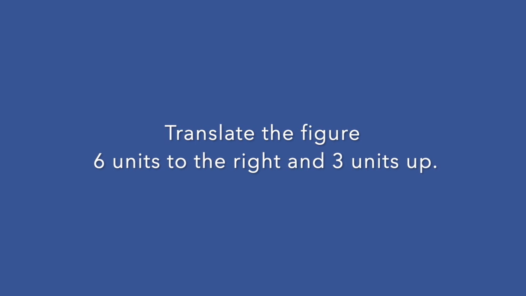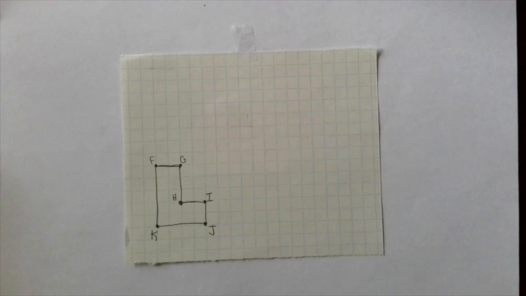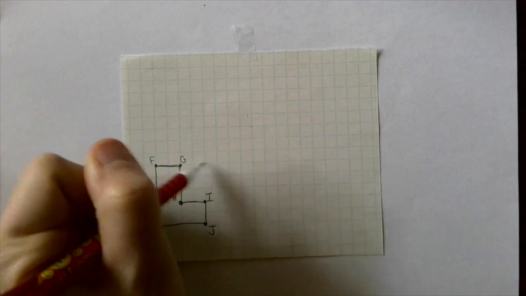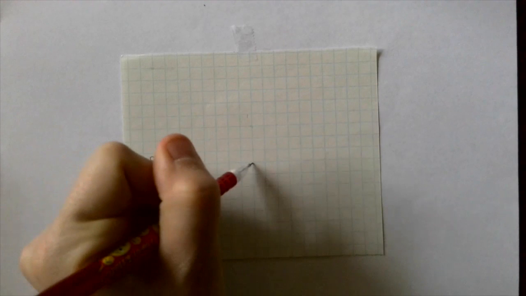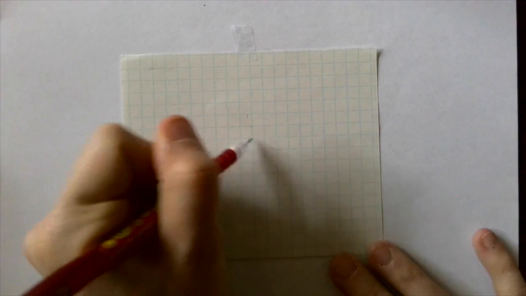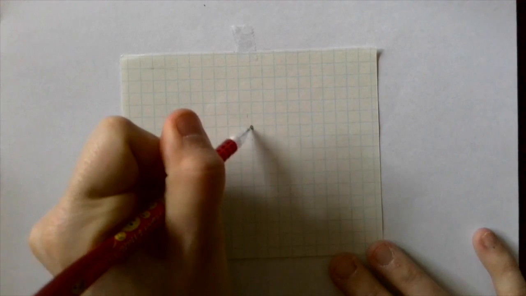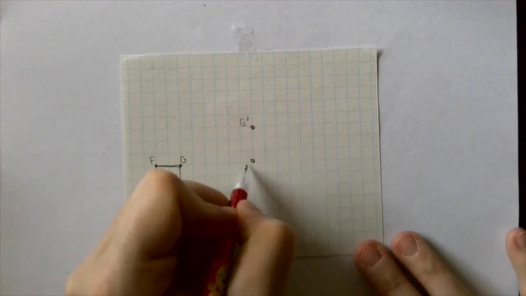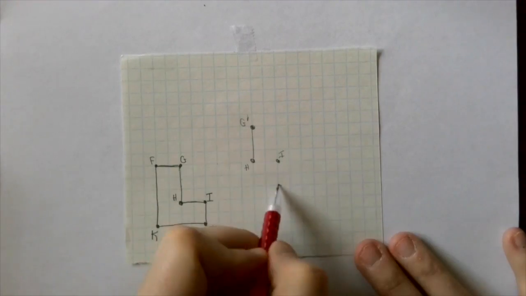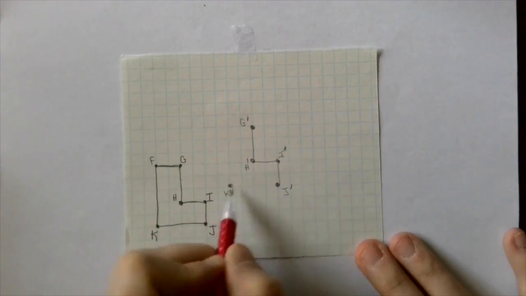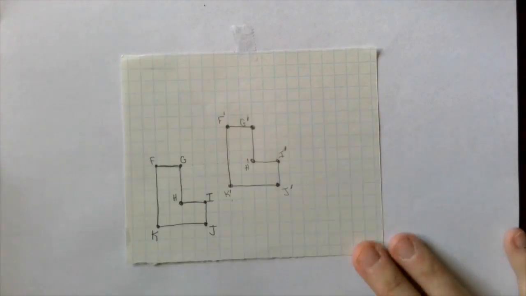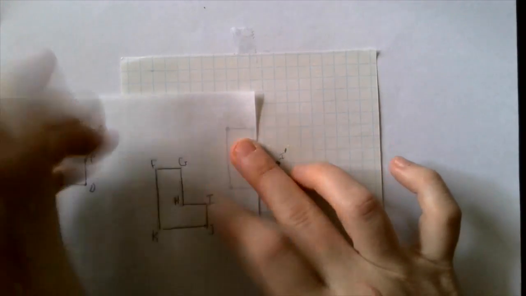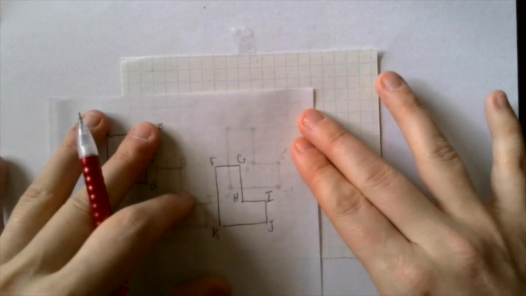We're going to go ahead and translate the figure 6 units to the right and 3 units up, paying attention to direction and distance. As you can see, I'm starting with point D and I'm translating it 6 units to the right and 3 units up, then plotting its new prime location. I'm going to do this with every point in the figure. As you can see, I'm labeling each prime point as I go along. I then use trace paper to check my answer, lining up the pre-image with the image after the translation.